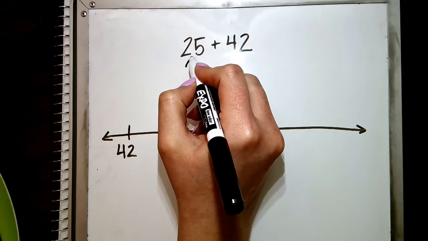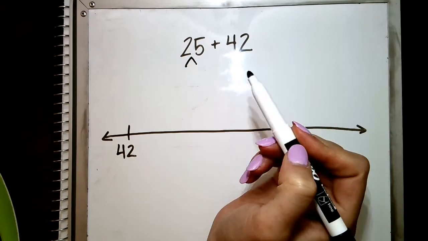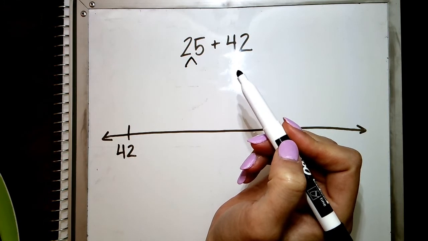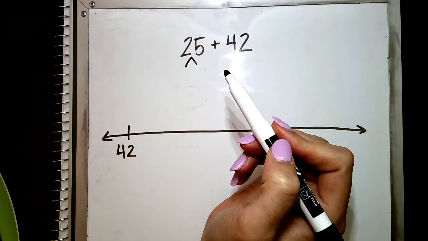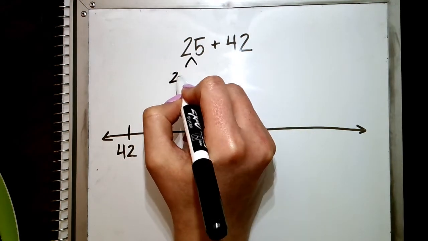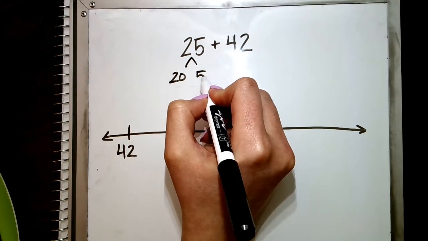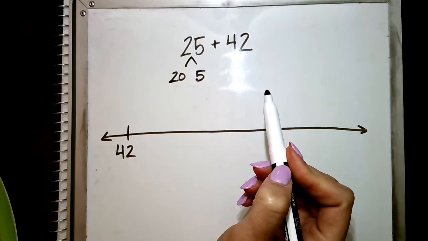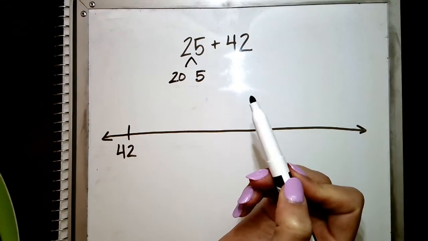So if I'm splitting 25 into its tens and ones, remember that 2 does not actually mean 2. That 2 represents 2 groups of 10. So 2 groups of 10 is 20. And then we have our 5 ones. So 20 and 5 makes up 25. So basically, I need to do 20 and 5 in jumps.